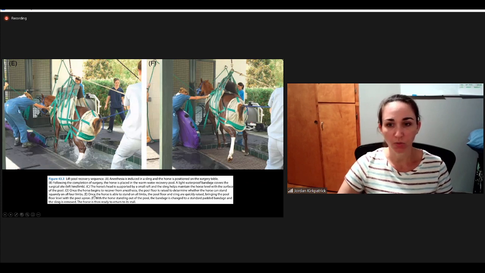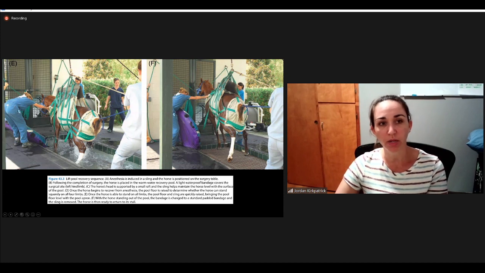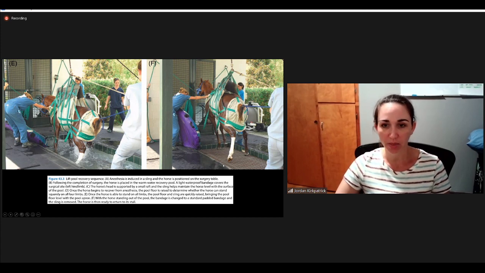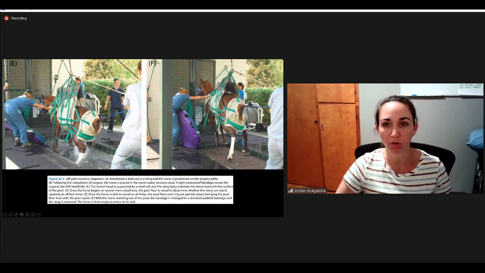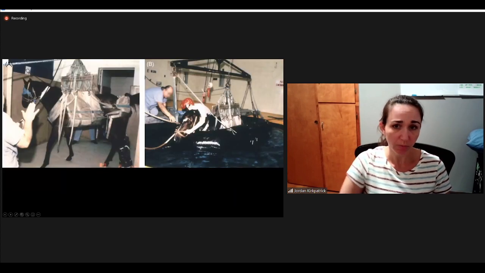And then as the horse wakes up, the floor actually raises up. So they're using the hoist and sling to lift the horse up as the floor comes up with them. So they always have something under their feet, and then they can walk off of that once they are a little bit more stable, but they have that sling to help support them as they come out of the pool.